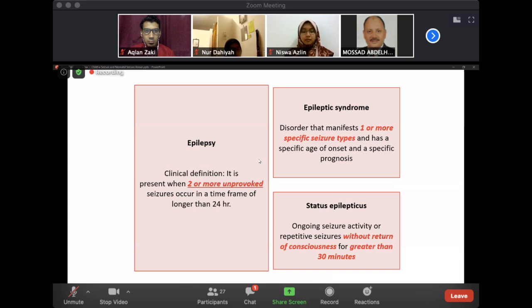The next one is epilepsy. Clinically, it is defined by 2 or more unprovoked seizures occurring in a time frame of longer than 24 hours. And then epileptic syndrome, a disorder that manifests one or more specific seizure types and has a specific age of onset and a specific prognosis. Last but not least, status epilepticus is an emergency. It is defined by ongoing seizure activity or repetitive seizures without return of consciousness for greater than 30 minutes.